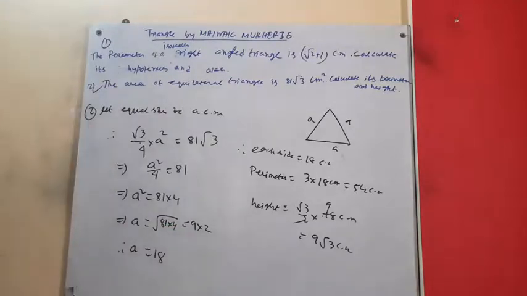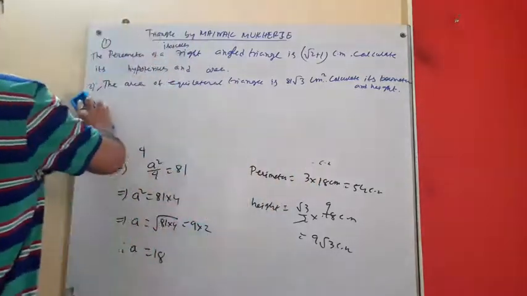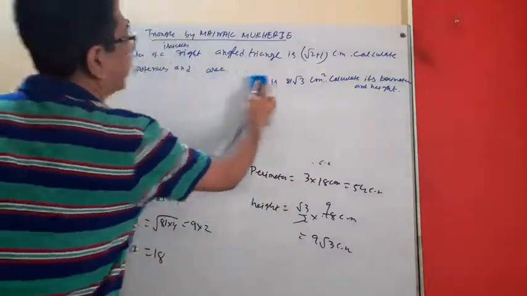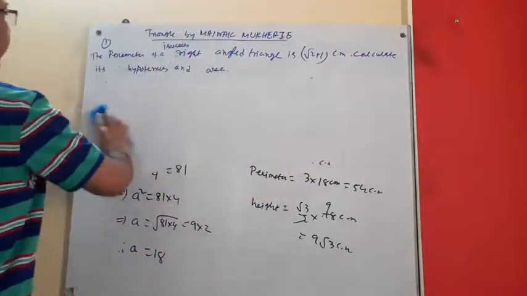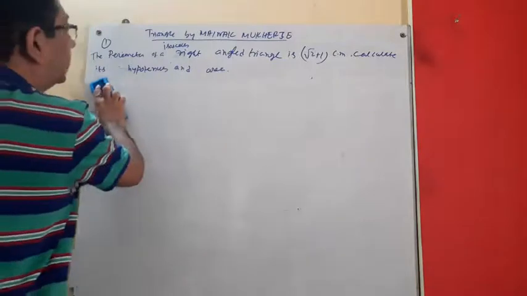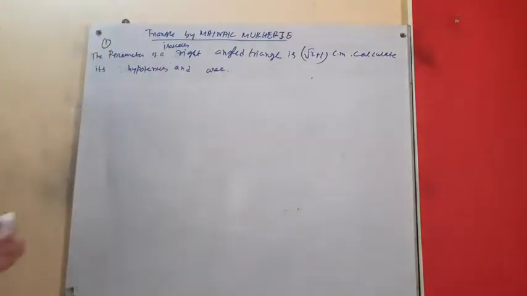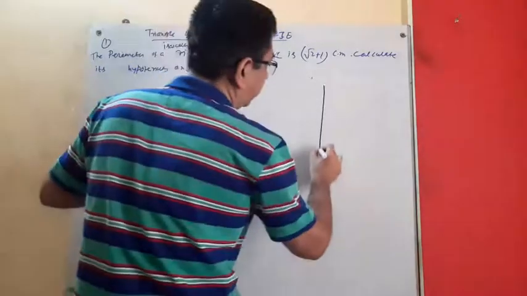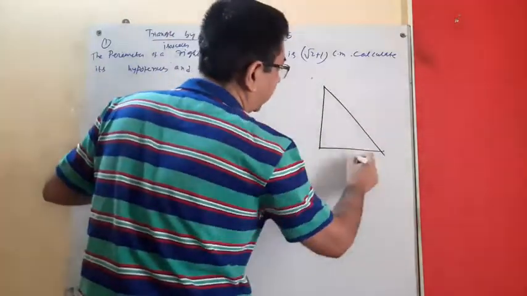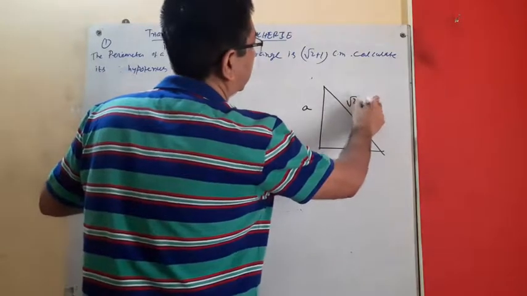The perimeter of an isosceles right angle triangle is given as root 2 plus 1. Calculate its hypotenuse and area. How to find this? Look, this is a right angle isosceles triangle. Let the equal sides be a, and the perimeter is root 2 plus 1, it is given. Right?